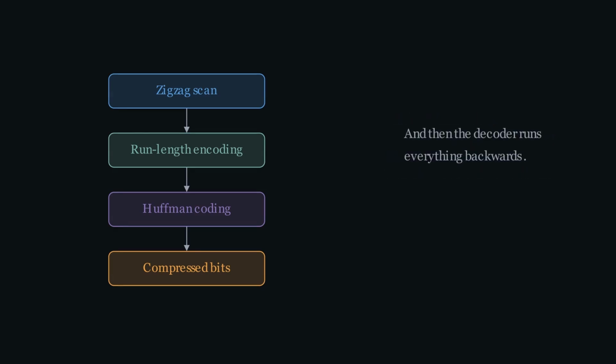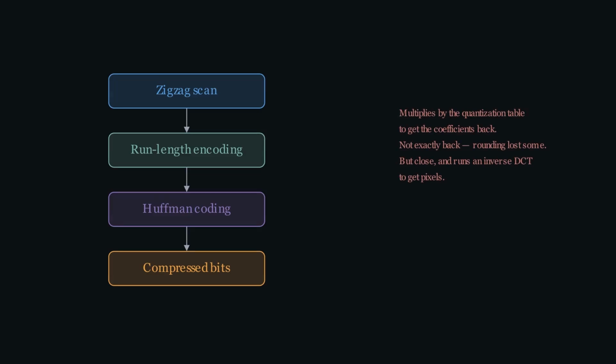That's it. And then the decoder runs everything backwards, unpacks the Huffman, undoes the run length, undoes the zigzag, multiplies by the quantization table to get the coefficients back, not exactly back, because rounding lost some, but close, and runs an inverse DCT to get pixels.